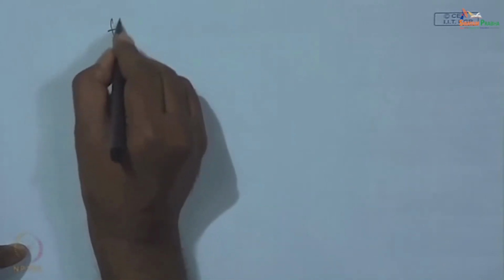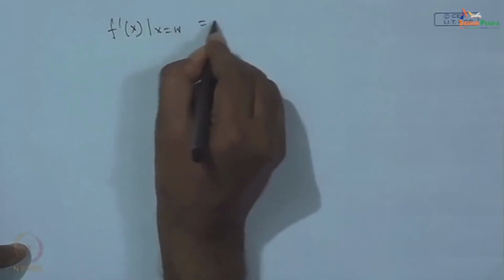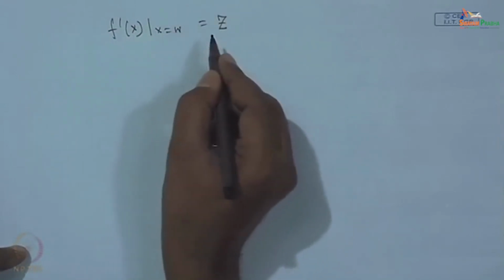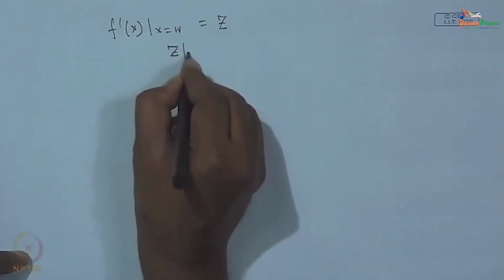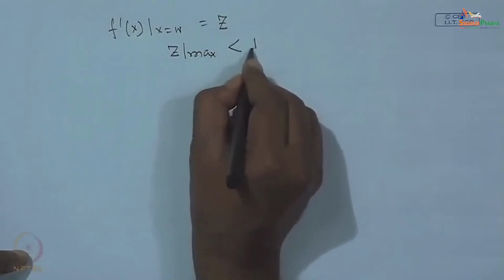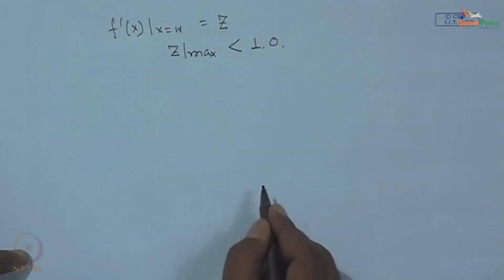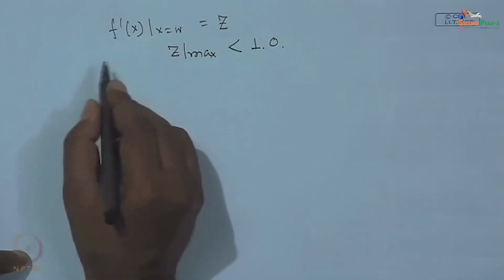We have to evaluate f prime x at x equal to w. We term that as z, then z will be a continuous function of w. Then we look into the z max, the maximum value of z, and that has to be less than 1 for this f to be a contraction map. So, let us evaluate f prime x.